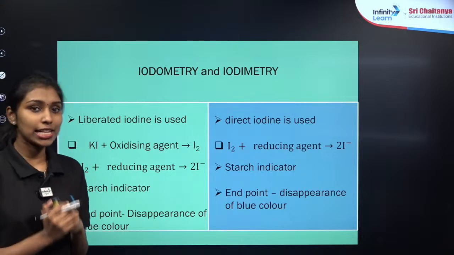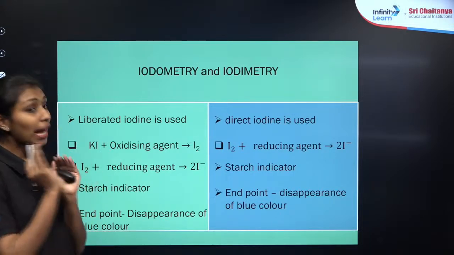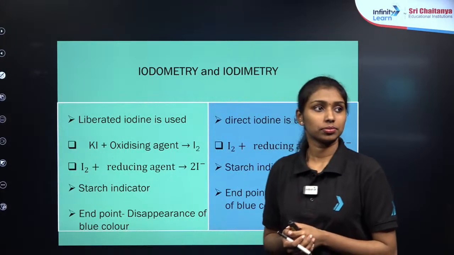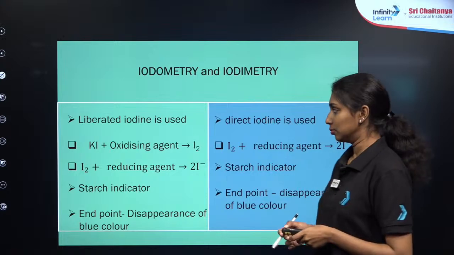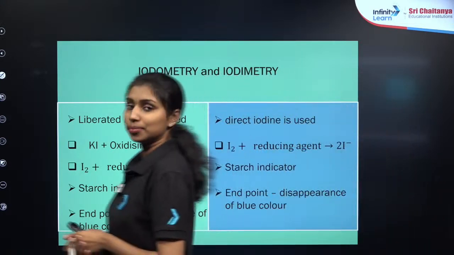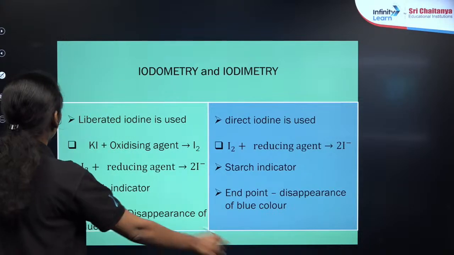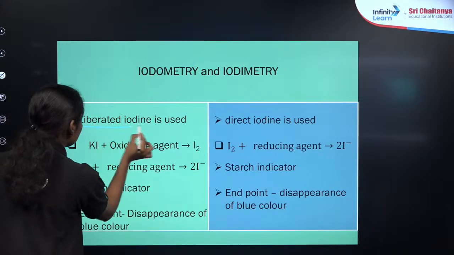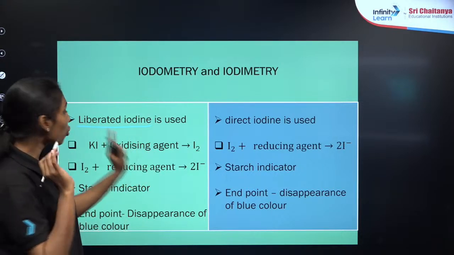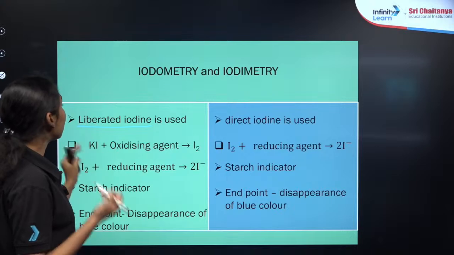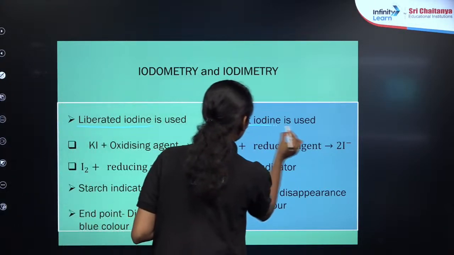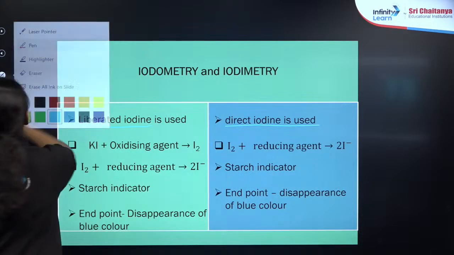What will be the difference here between iodometry and iodimetry? What is the major difference you are seeing from the table? Here you can see the major difference. In the case of iodometry, no direct iodine is produced. Only the liberated iodine is used as an oxidizing agent. Then what about iodimetry? There, direct iodine is used.